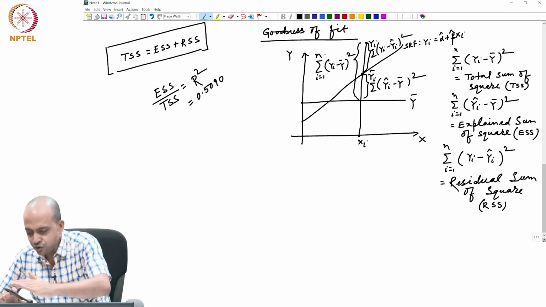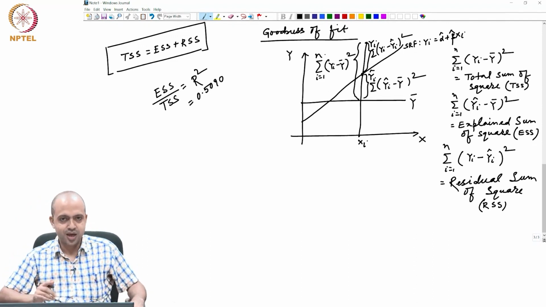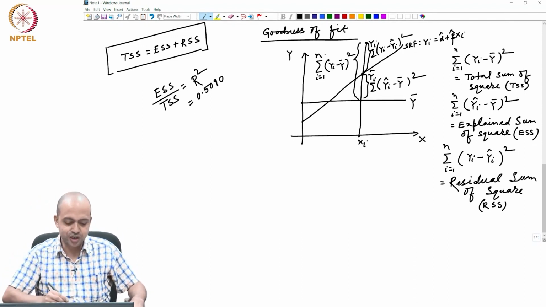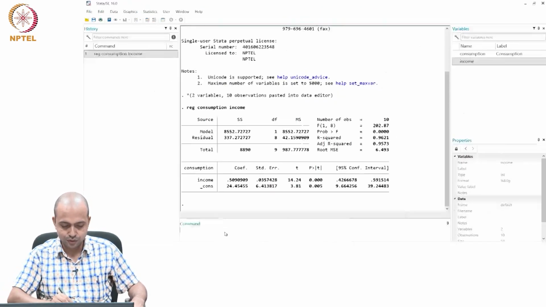Okay. So, now we have learned the three sums of squares, TSS, ESS and RSS, and we will now go back to Stata and see how Stata has reported those.